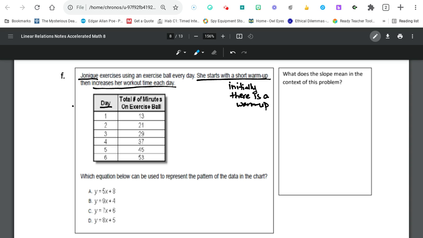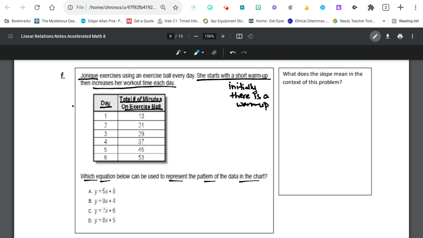I have the number of days or the day, and then the total number of minutes on the exercise ball. So on day 1, she spends 13 minutes on the exercise ball. Day 2, she spends 21 minutes. Day 3, she spends 29 minutes. 4, 37. So we can see that she's working her way up and in some type of increments, okay? So it says, write which equation below can be used to represent the pattern of data in the chart.